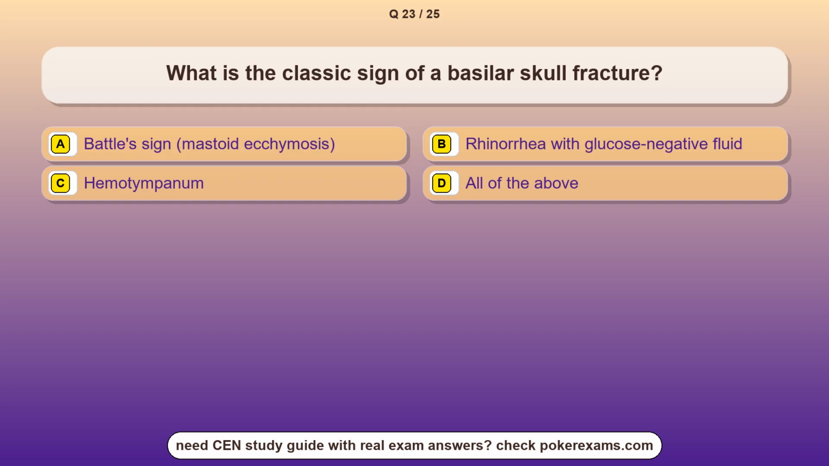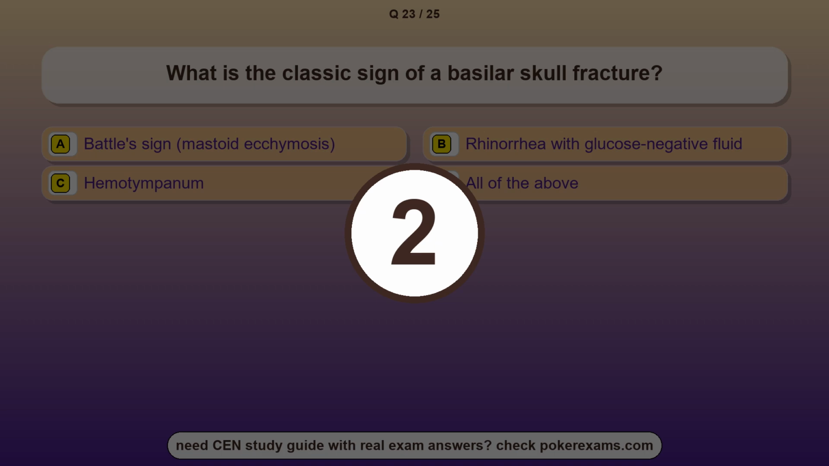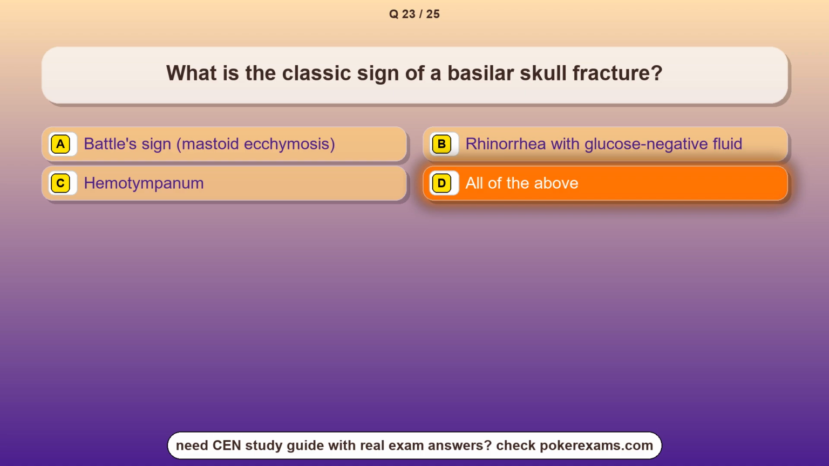Question 23. What is the classic sign of a basilar skull fracture? Option A, Battle's sign, mastoid ecchymosis. Option B, rhinorrhea with glucose-negative fluid. Option C, hemotympanum. Option D, all of the above. The correct answer is option D, all of the above.